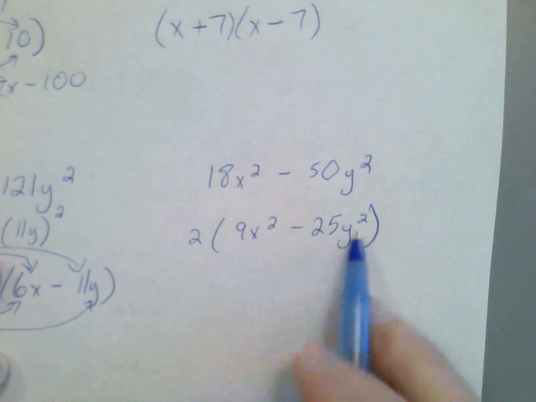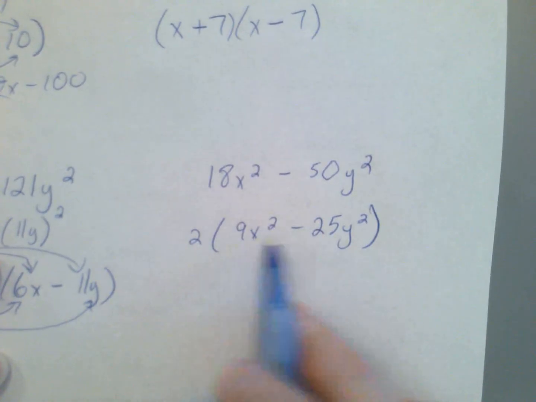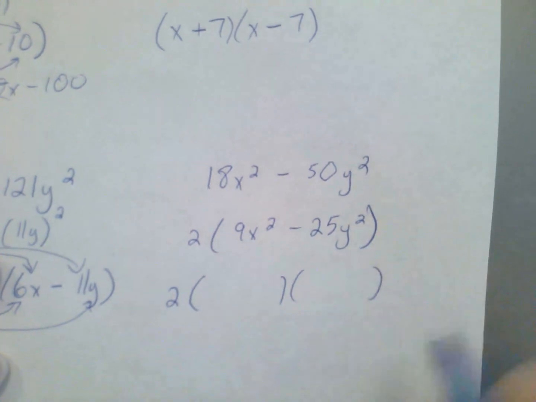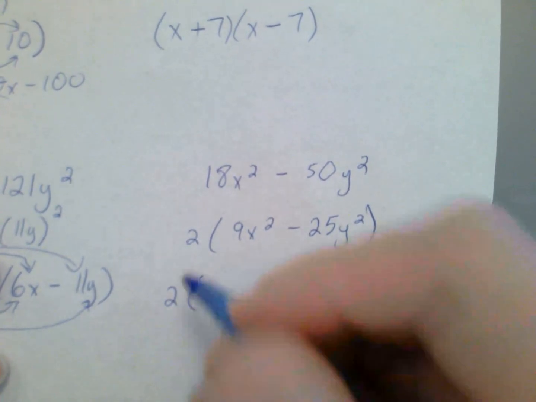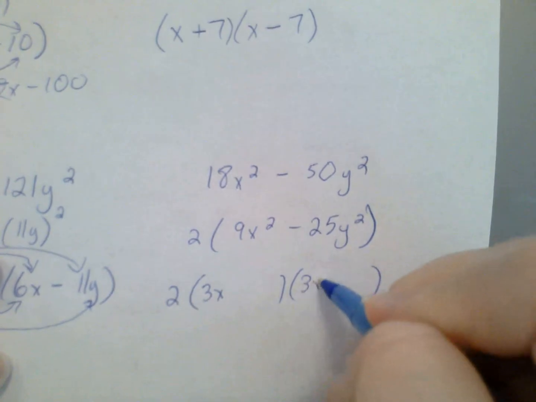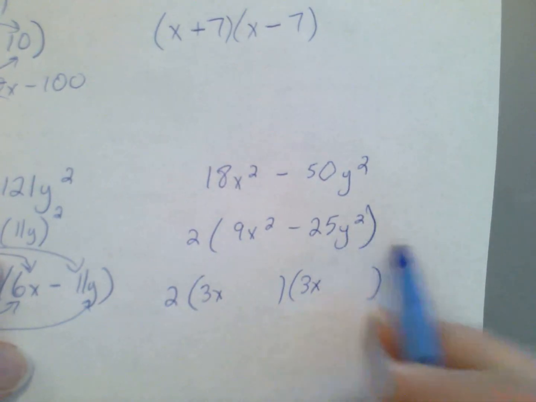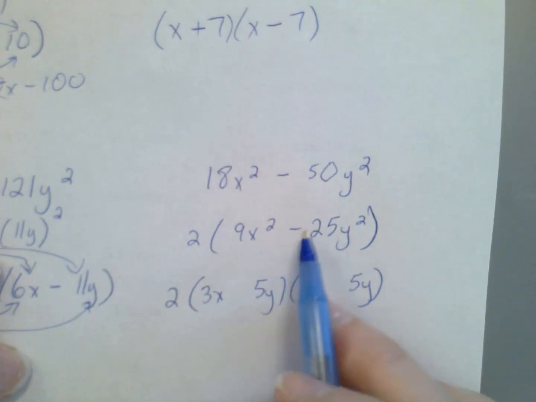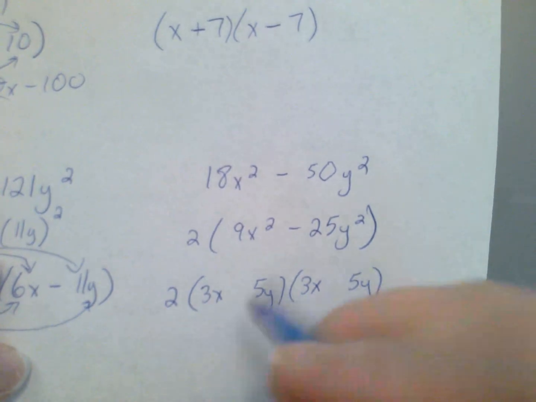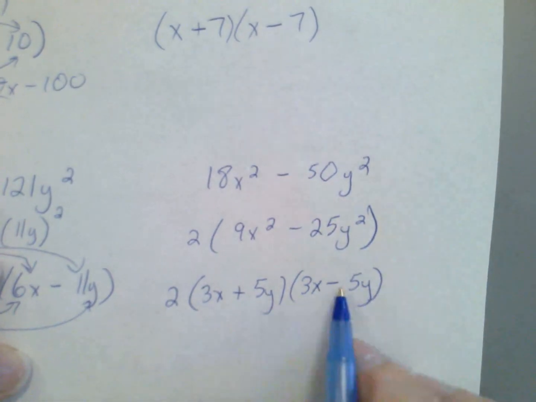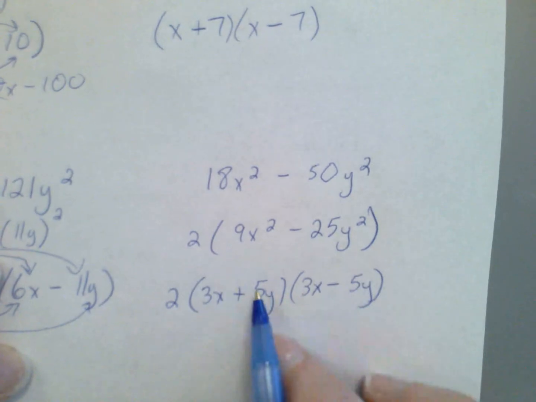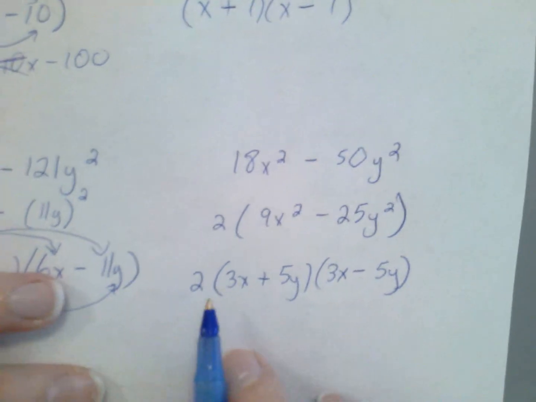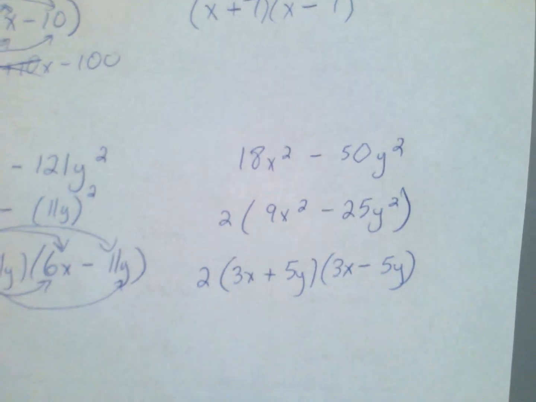Aha, now this looks like a perfect square. So I'm going to leave this 2 just hanging out there. And then, okay, so what is this? What times what would be 9x squared? Well, that would be 3x. And then what times what would be 25y squared? Well, that would be 5y. But again, we want it to be negative 25y squared, so we need a positive and a negative, and that positive and negative will make those outside and inside terms cancel each other out so that there's no middle term here. So this would be what that one would look like, all factored.